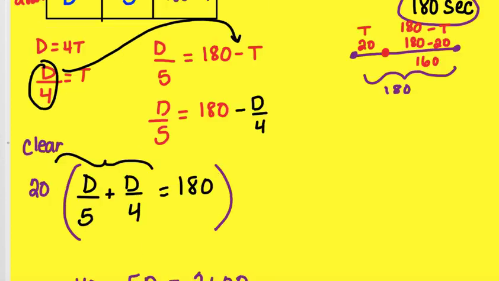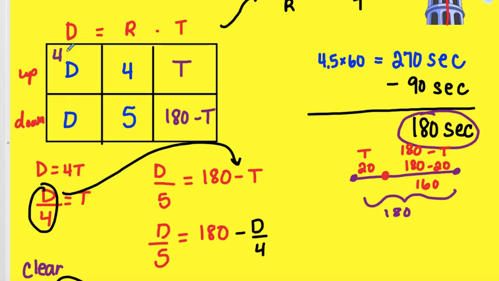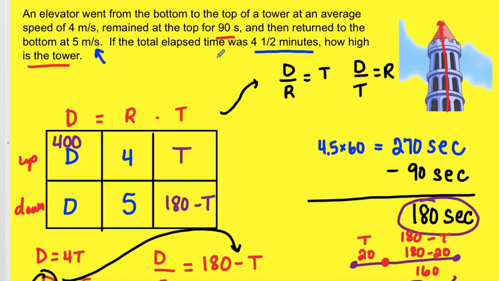That tells me d is 400, and it asked for the height of the tower. I don't have to do anything else. The height of the tower would be 400 meters.